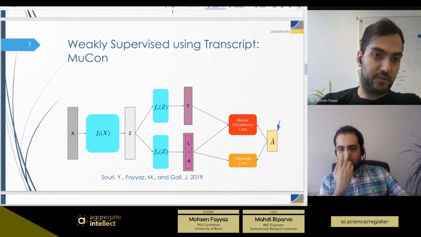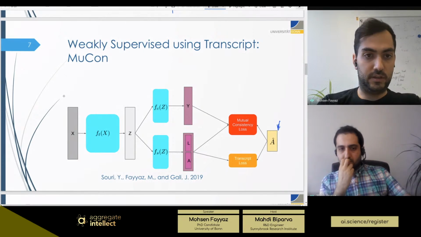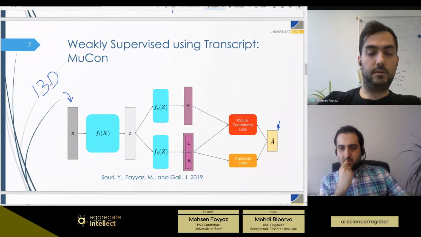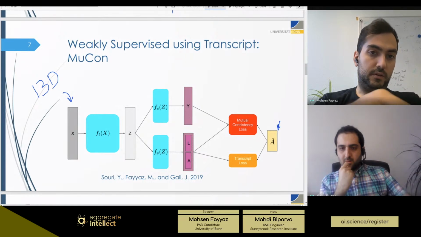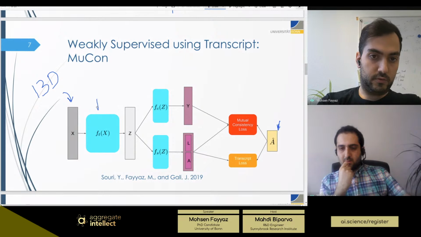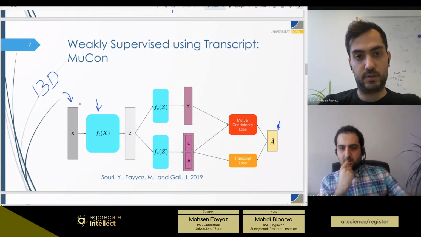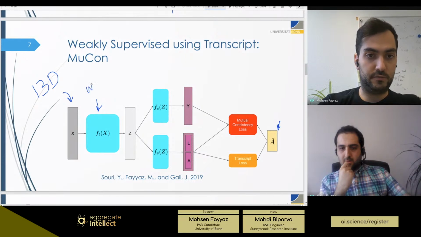So what do we do here? Again, we have the input. We again represent the frames as some features, and we call them X. For example, in this method, we again use I3D to be able to compare it to other methods. And we have a temporal embedding network here that is the same as the previous work we saw, which is a modified version of WaveNet.